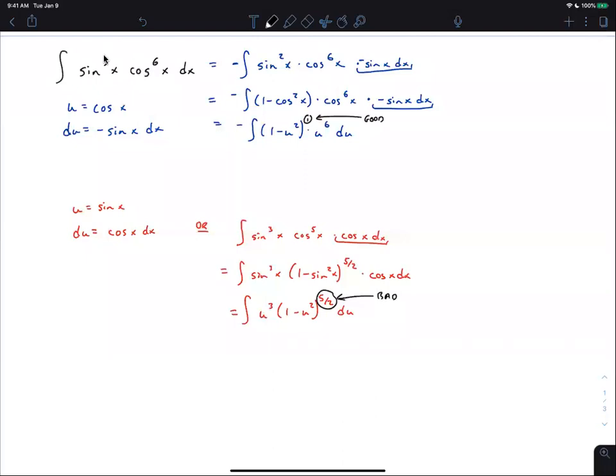Okay, so if we're dealing with these where you have sine to a power, cosine to a power, the quick way to think of it is that if one of them has an odd power, you should let u equal the other one.